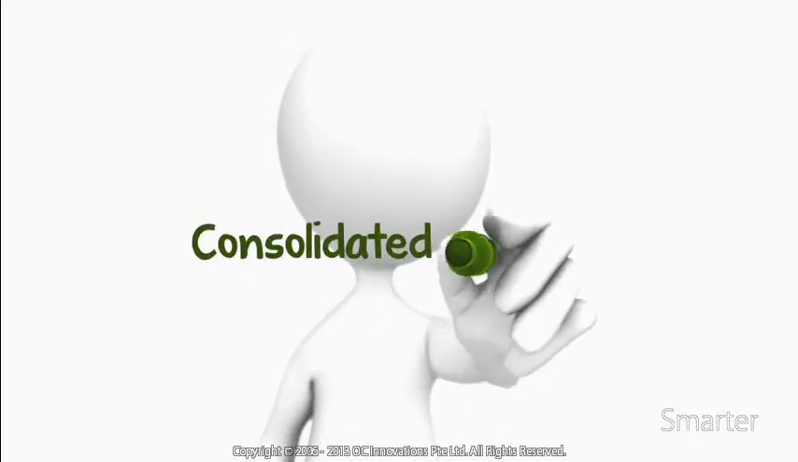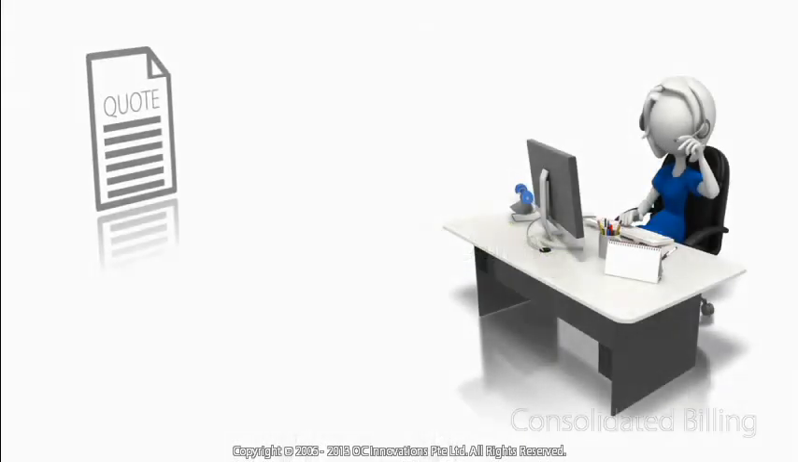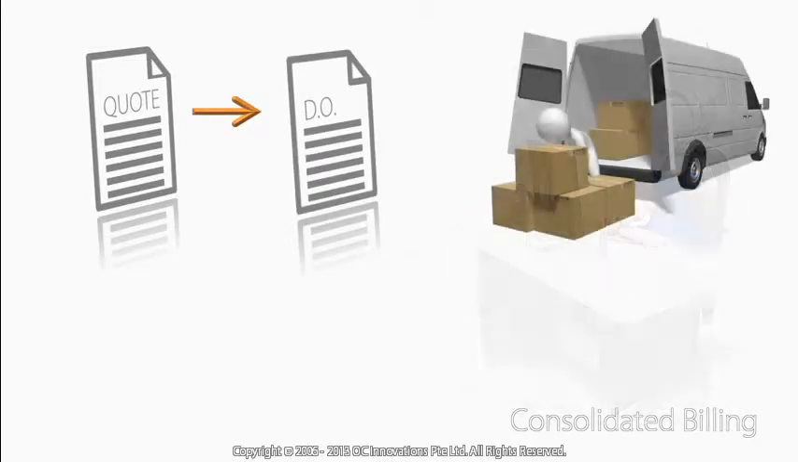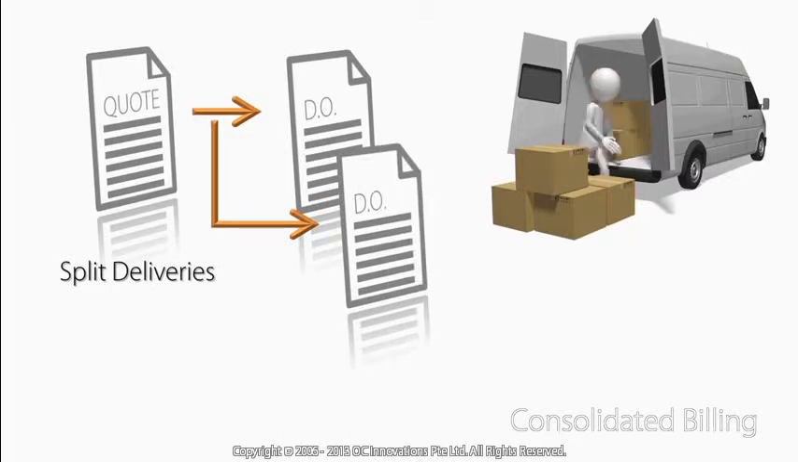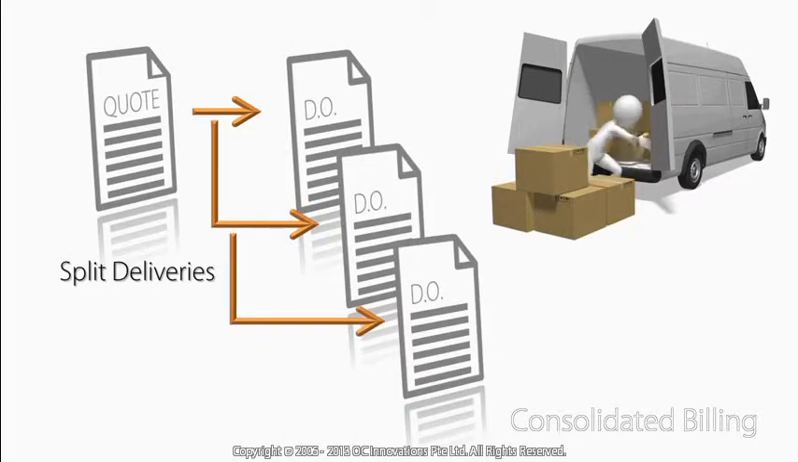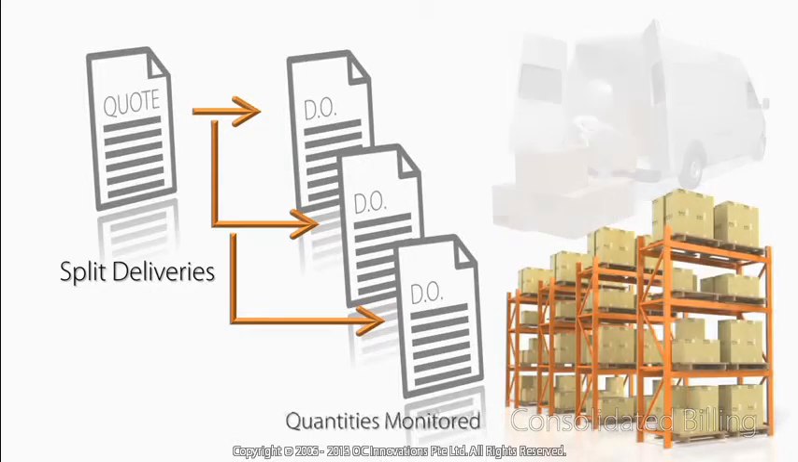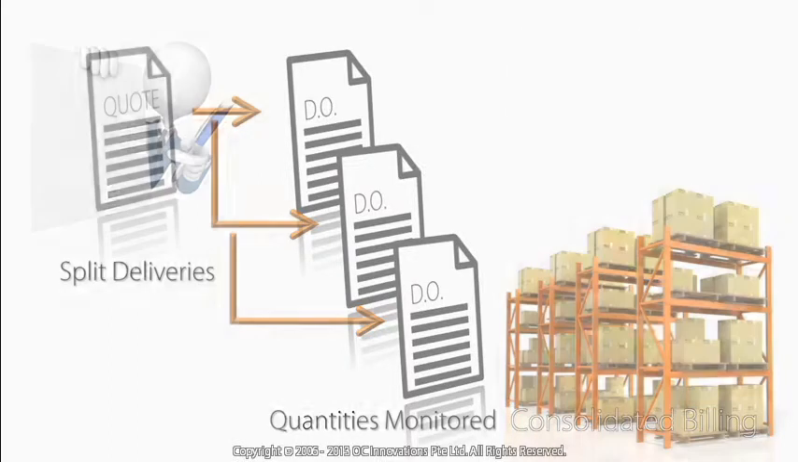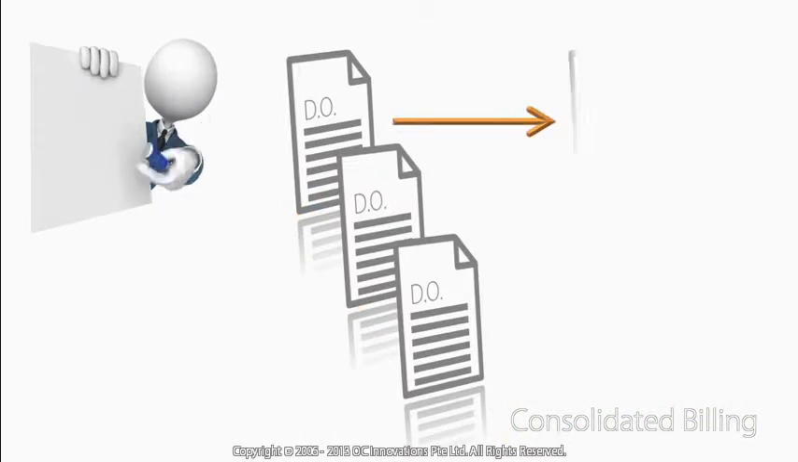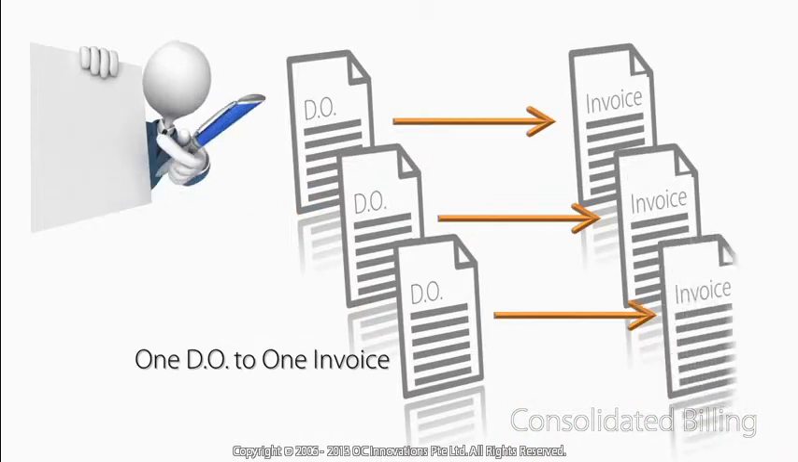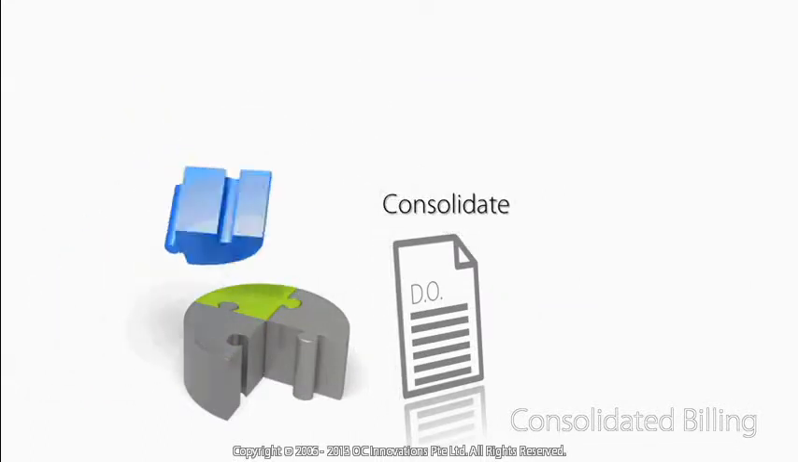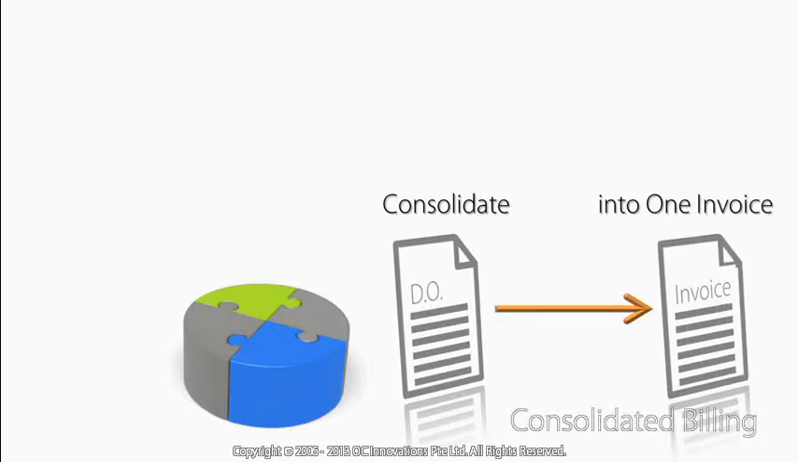Consolidated billing. After a confirmed quotation, you can generate a single DO for the delivery. Or, you can split the deliveries into multiple DOs for batch deliveries to fulfill the order. Whichever the case may be, the system will monitor the delivered quantities, giving you the outstanding status. After the deliveries, you have the option to invoice the customer as per individual delivery orders. Or alternatively, you can consolidate all the delivery orders and bill the customer in one invoice. Yes!